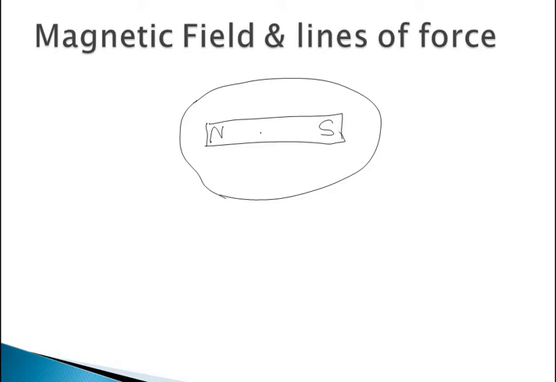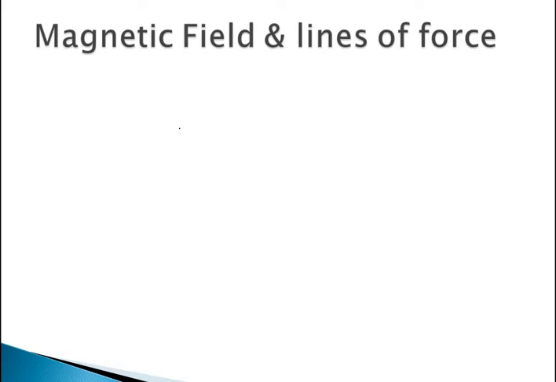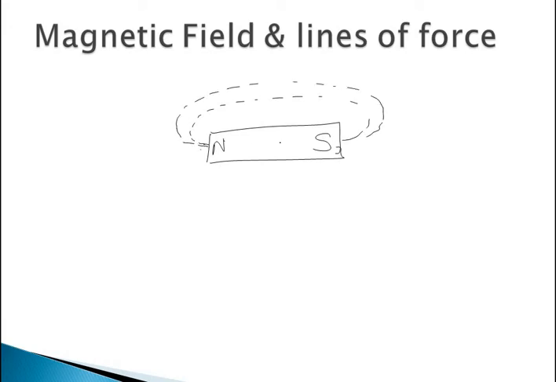Now what are the magnetic lines of force? Now we know that there are two poles, that is north pole and south pole of a magnet, and there are imaginary lines. You have studied these imaginary lines. They start from north pole and end at the south pole. These imaginary lines are nothing but magnetic lines of force. So we can say the imaginary lines present in the magnetic field are called magnetic lines of force.